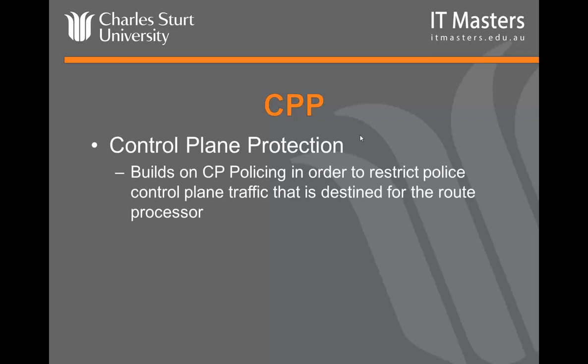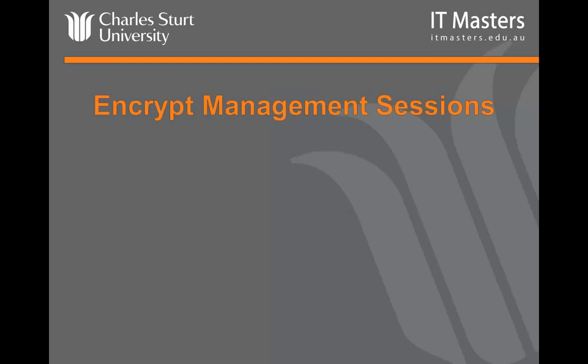Okay, CPP, control plane protection, builds on control plane policing in order to police control plane traffic that is destined for the route processor. So we're talking about larger enterprise systems here that you would use control plane policing and control plane protection. You don't really need to know a whole lot about that, just that it exists and it's for policing the actual traffic that's going to your control plane.